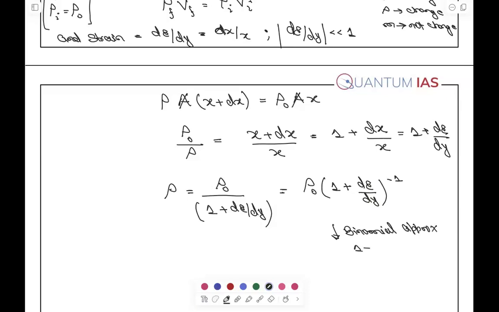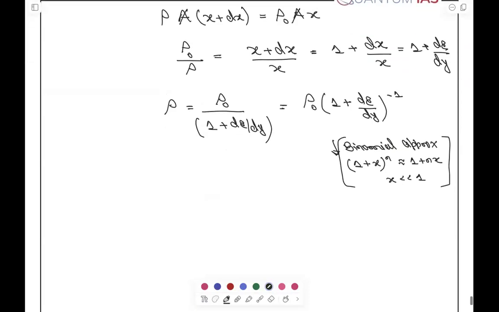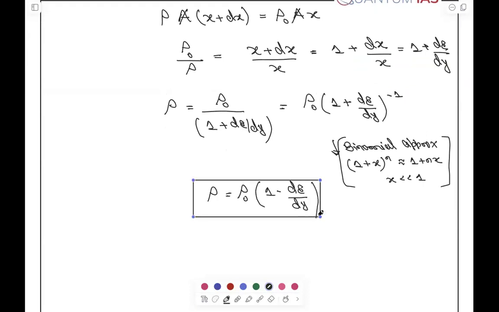Yes, sir. (1 plus x) to the power n is equal to 1 plus nx when x is much less than 1. If you put it, you will get rho is equal to rho naught times (1 minus del ε by del y). Standard derivation. Rho is equal to rho naught (1 minus del ε by del y).